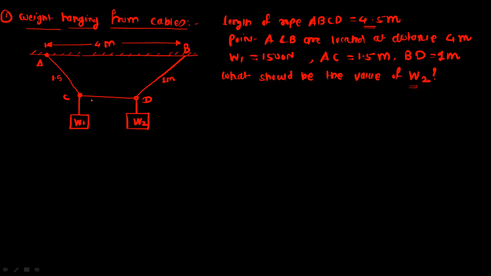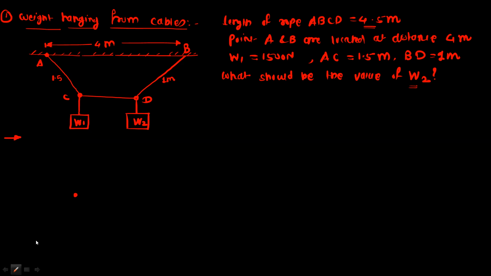Here for the equilibrium, CD is exactly horizontal. Suppose we want to maintain this horizontal position for CD. What should be the value of the weight W2? For that, we need to draw the free body diagram for points C and D. So for point C, we will draw the free body diagram.